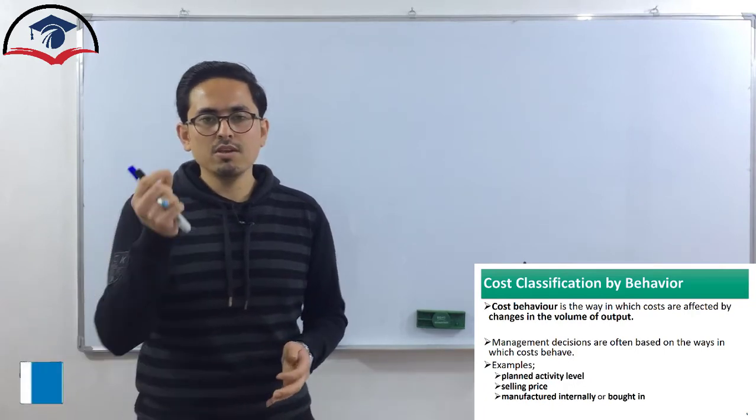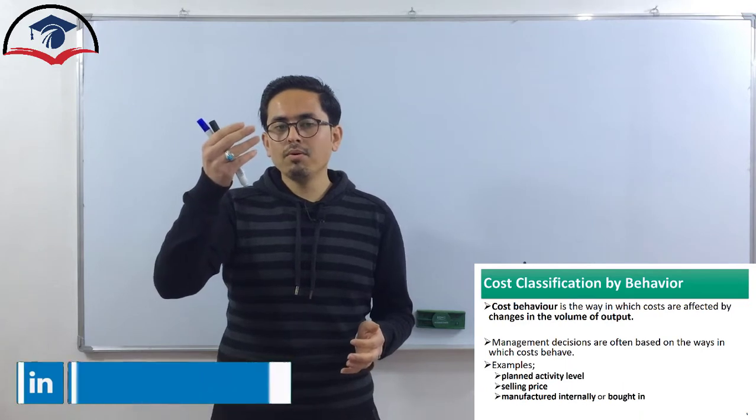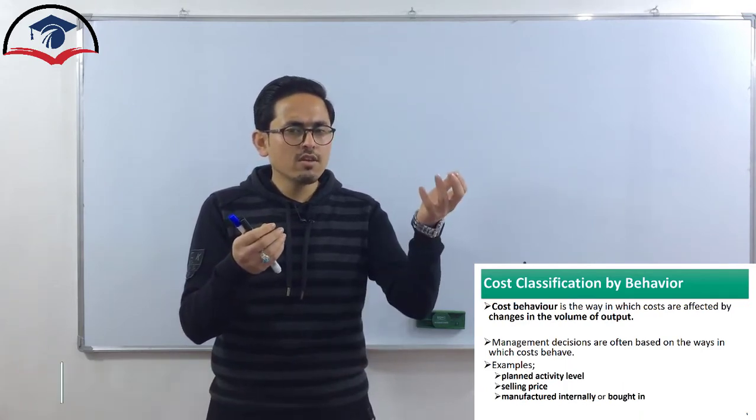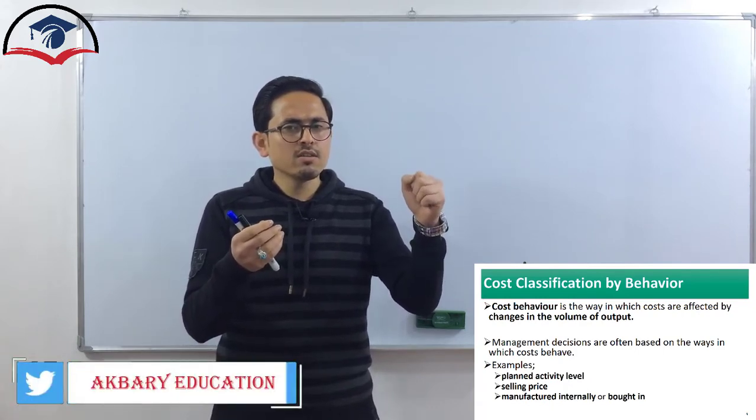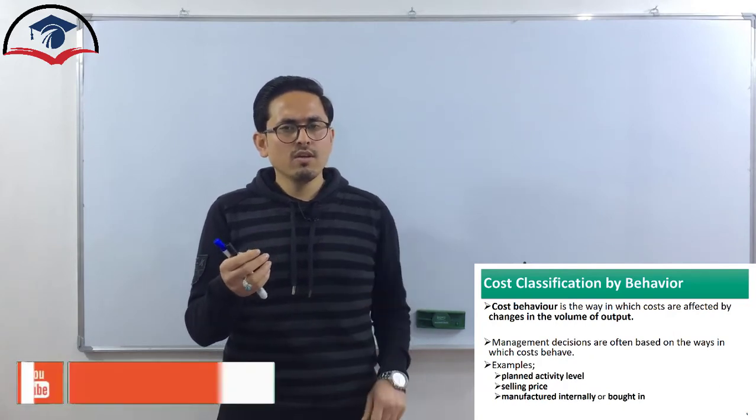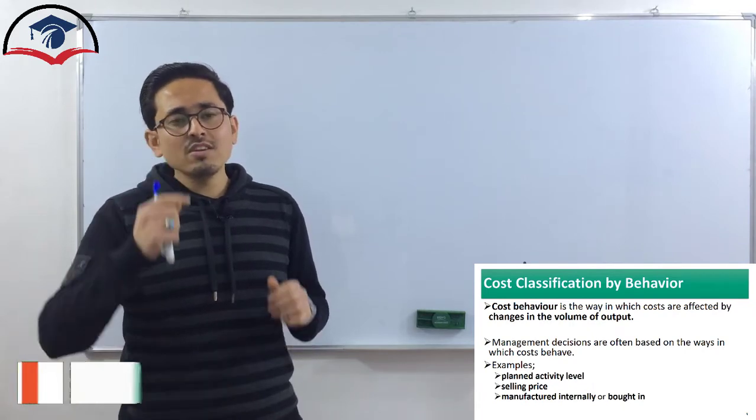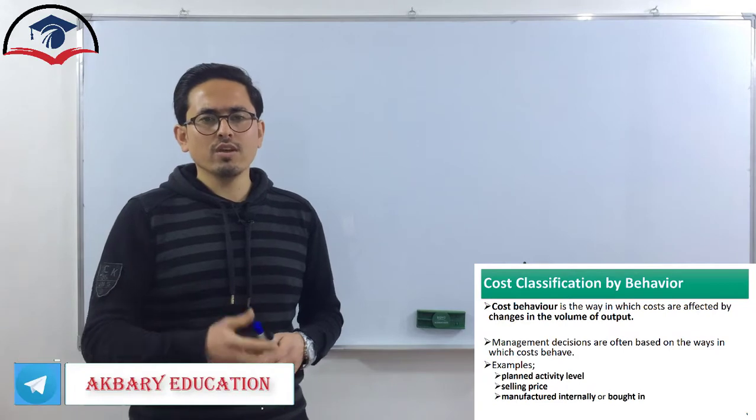What does it mean? It means that when the level of activity goes up and down, what is the effect on the cost? Is it constant, fixed, or is it variable? Is there any change in the cost or not? This is what is called cost behavior, and the management needs that for planning, for decision making, and for controlling. I will come to that.